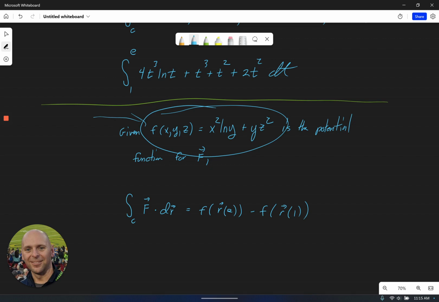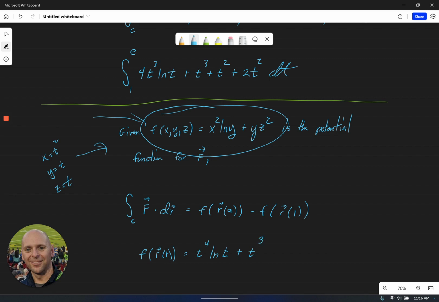So let's find f of r of t first. And again, that's just using that parametric definition for our curve to substitute in for x, y, and z. Remember that we had x equals t squared, y equals t, and z equals t, and we'll use those. So let's go ahead and do that now. f of r of t is going to be equal to t to the fourth ln t plus y times z squared. So that's going to end up being t cubed.